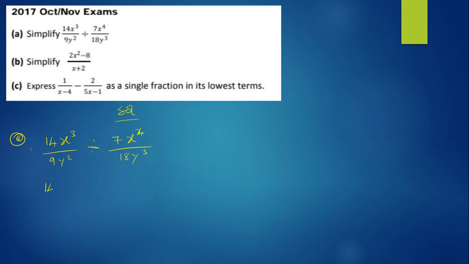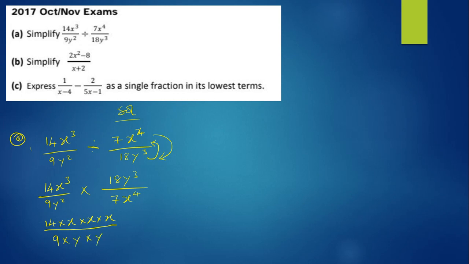So here you're going to have 14x to the power 3 over 9y to the power 2, and then this division changes to multiplication like that. And then when this division changes to multiplication, this denominator will become the numerator, and the numerator becomes the denominator. So I'm going to have 18y to the power 3 on top over 7x to the power 4, like that. And then here, what do you do? You need to expand this. So here on top, we're going to have 14 times x times x times x, over 9 times y times y. And then on top, you're going to have 18 times y times y times y, over, down there, you're going to have 7 times x times x times x times x like that. And then here, what do you do?